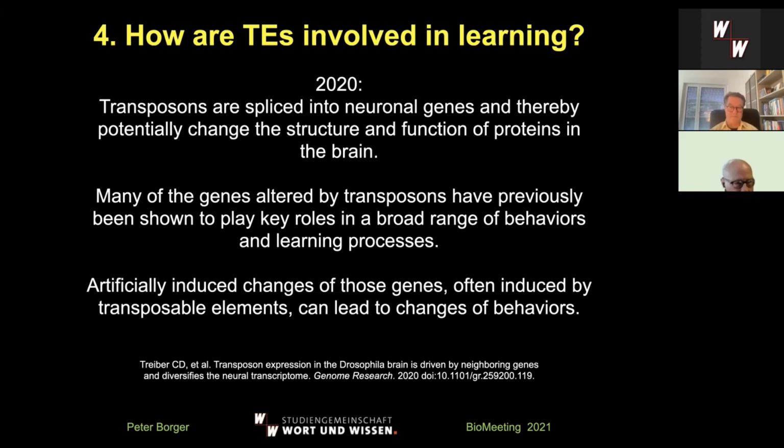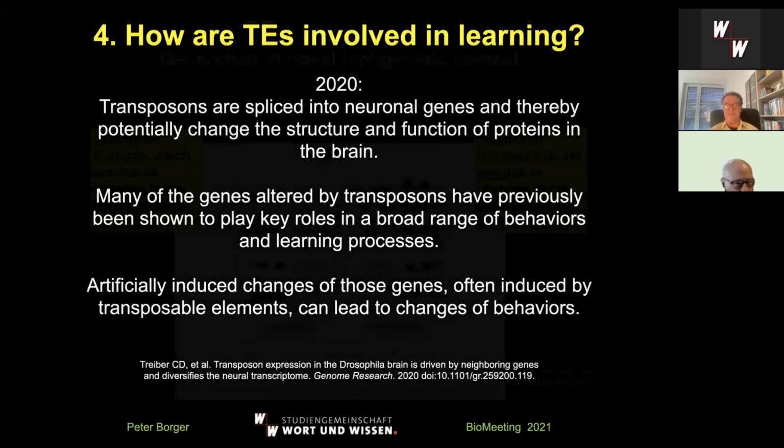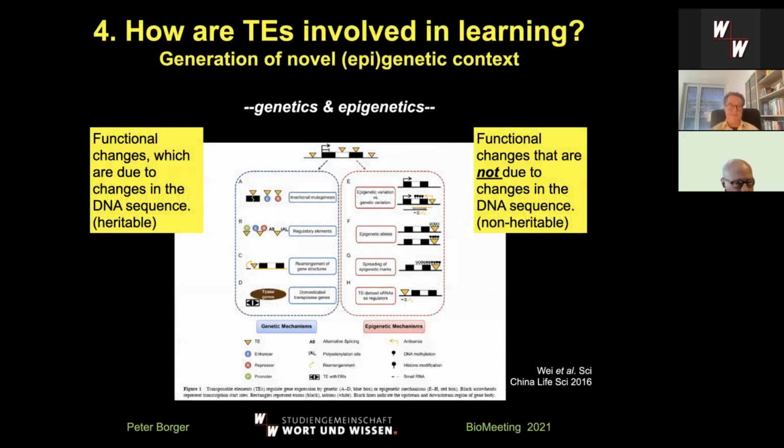Okay, so finally, they argued that artificially induced changes of these genes, often induced by transposable elements, can lead to changes of behavior in animal models. So this is the state of the art currently. We see that so-called junk DNA, which is no longer regarded nowadays as junk DNA, plays a very important role in learning processes in the brain. All the ins and outs are not yet clear, but a lot of people have started to work and look into this direction.